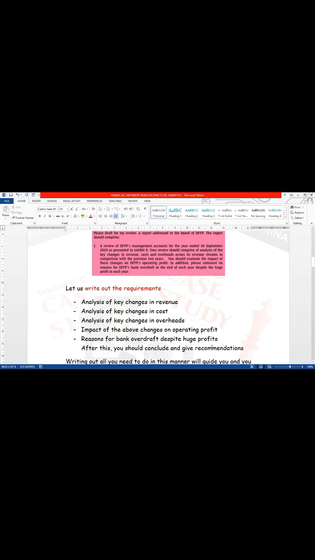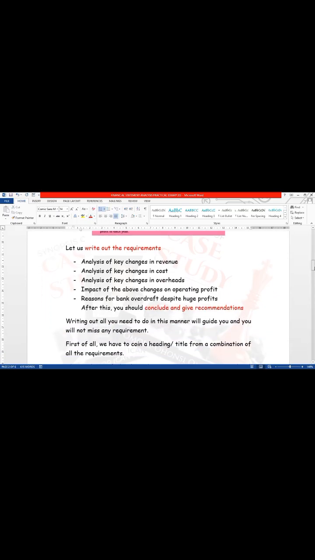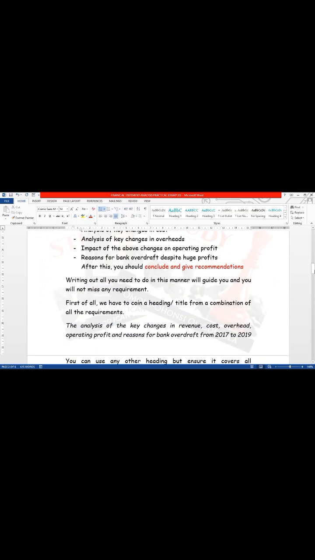After you do all this analysis and talk about everything I've asked you to do here, you conclude and recommend. You will give your conclusions and your recommendations. So now let's look at it one by one. Writing out all the requirements, all you need to do, in this manner will guide you, and you will not miss any requirements.